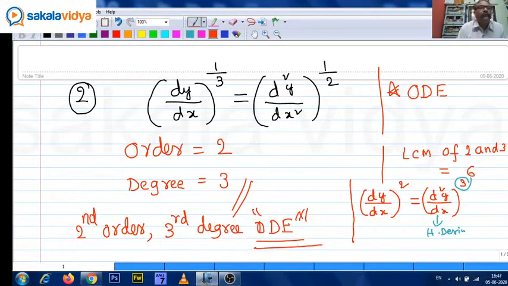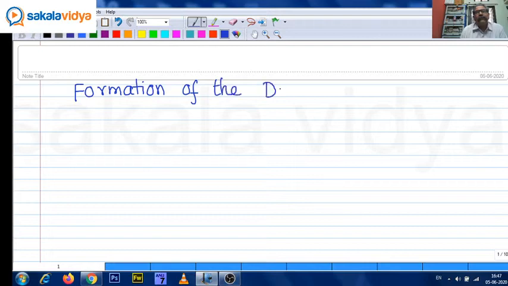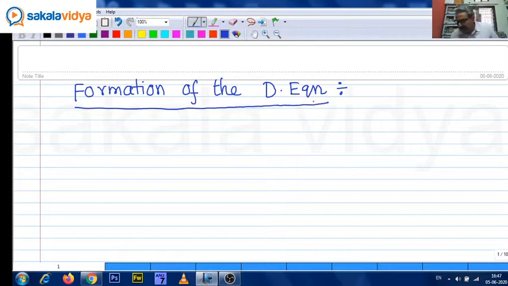Okay, now formation of the differential equation. How to form the differential equation?